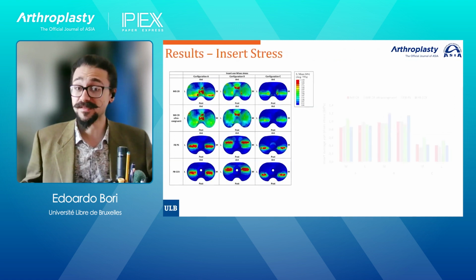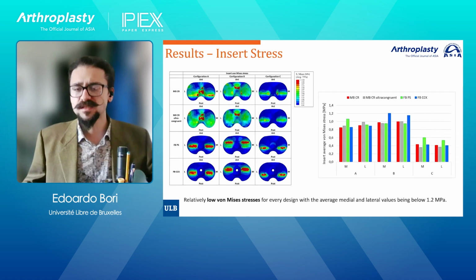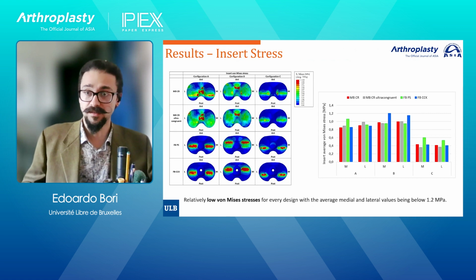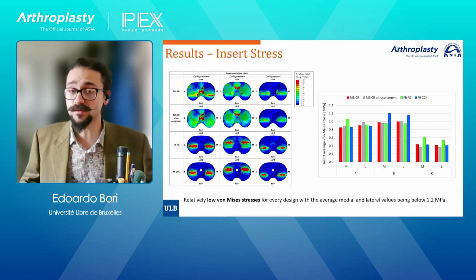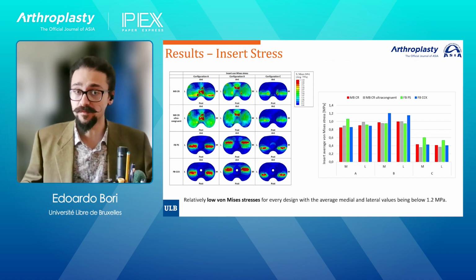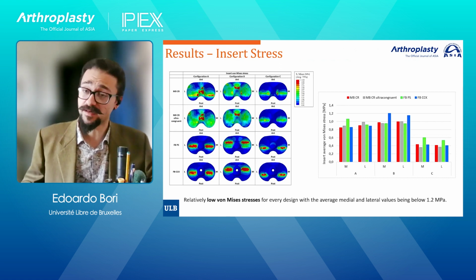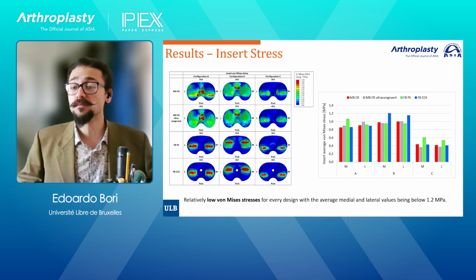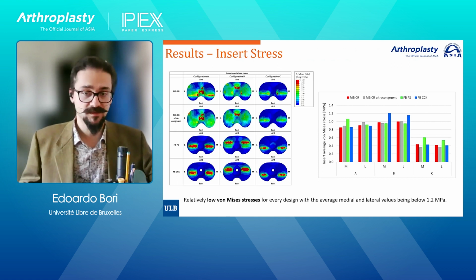If we then check the stress in the insert, we can see that the average von Mises is pretty constant among the different constraints of the implant. First thing, we can see that the values are really low, all of them below 1.2 megapascal, but we can see that the concentration in the fixed bearing is once again more located in small areas, but overall the averages are similar among models.